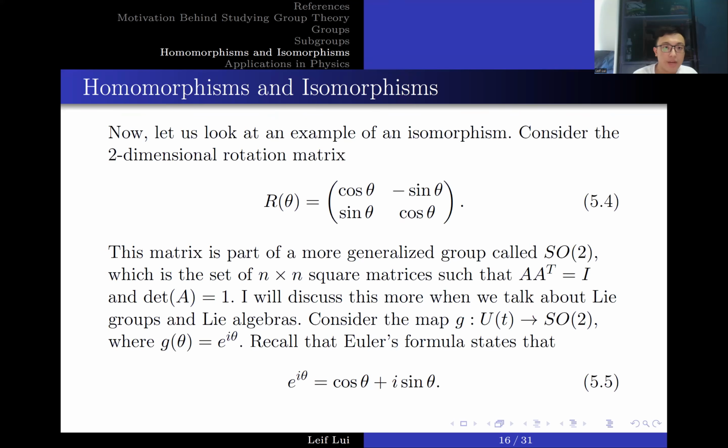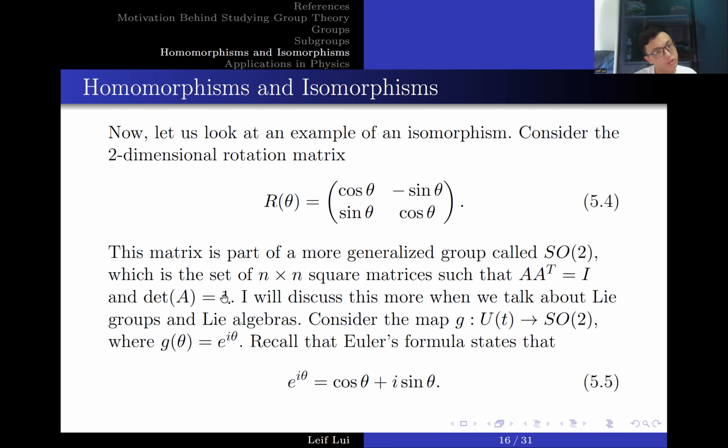So let us look at an example of an isomorphism. Let us consider the two-dimensional rotation matrix. You've probably seen this before in linear algebra and maybe multivariable calculus. This matrix is part of a more generalized group called SO(n), which is the set of n by n matrices where A times the transpose of A is equal to the identity, and the determinant of A is equal to 1. So let's say that this is A, right? If you multiply this by the transpose, you'll find that it equals the identity.